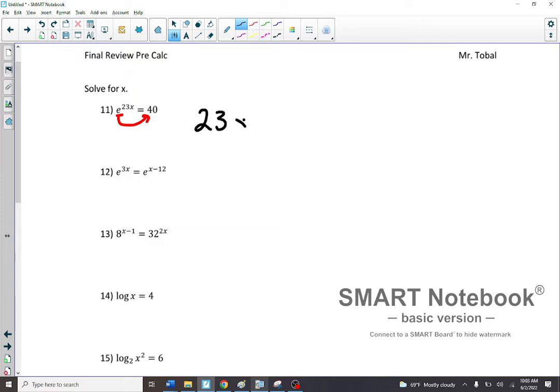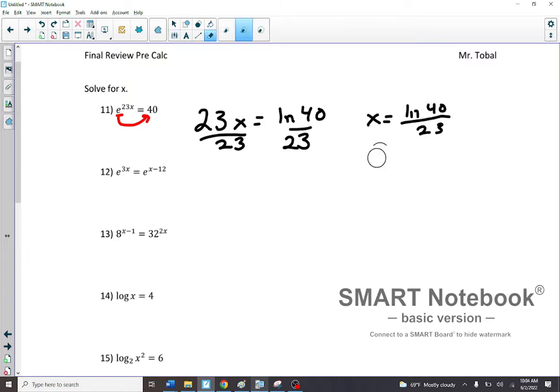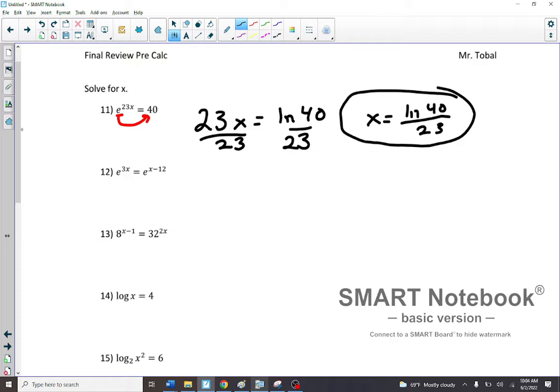So 23x equals ln, because ln's the special log for e, or natural log, ln 40. Divided by 23, divided by 23. X equals ln 40 divided by 23. I think I just leave it like this. If you need it as, yeah, this is x. Okay.